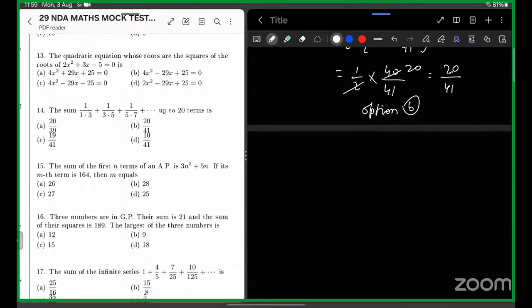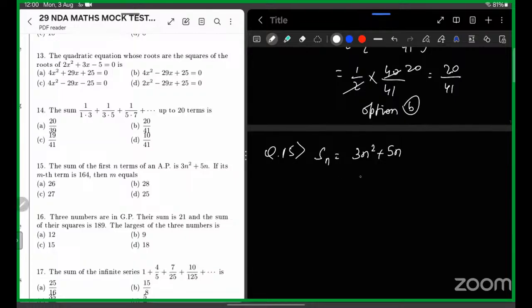Next, question number 15. Sum of the first n terms of an AP is this. If its mth term is 164, then m is equal to what? Sum of the first n terms, that means Sn is equal to 3n square plus 5n. If its mth term is 164, then what is that m value?